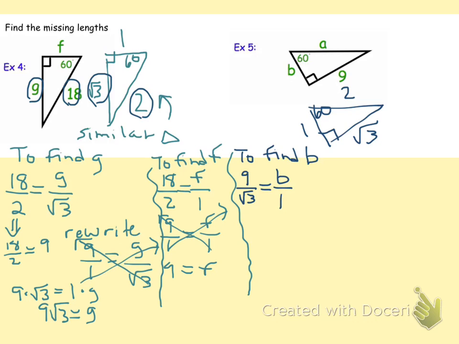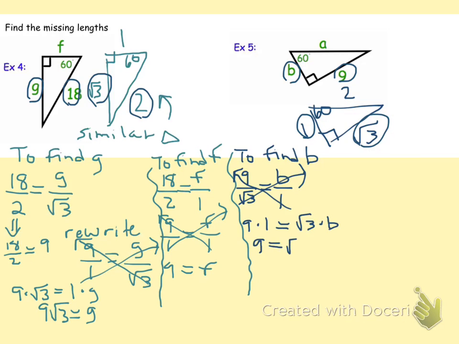equals b over 1. Our 9 is the long side on the top over our long side on our similar triangle. That equals b, the short side of the triangle on the top, over 1, the short side of our similar triangle. Cross multiply here, and we'll come up with 9 times 1 equals root 3 times b. 9 equals root 3 times b. Now we have to divide both sides by root 3 to get rid of the root 3 on the right side. We're left with 9 divided by root 3 equals b.